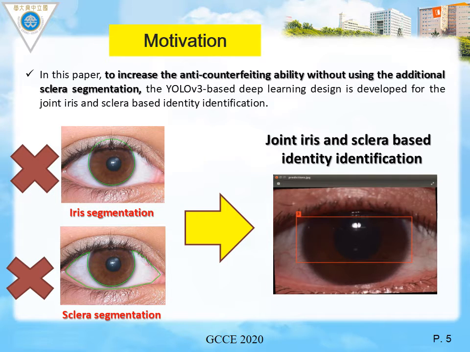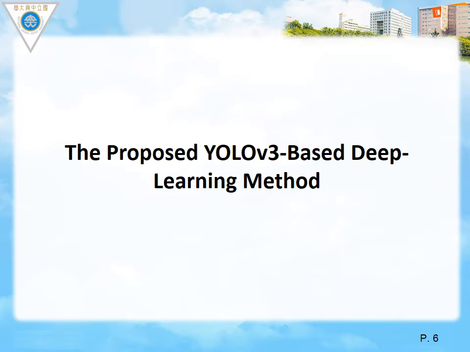Motivations. In this paper, to increase the anti-counterfeiting ability without using the additional sclera segmentation, the YOLOv3 based deep learning design is developed for the joint iris and sclera based identity identifications. Next, I will describe the details of the proposed YOLOv3 based deep learning method.